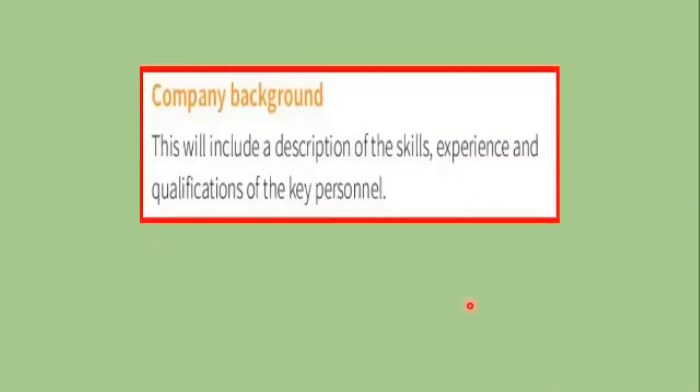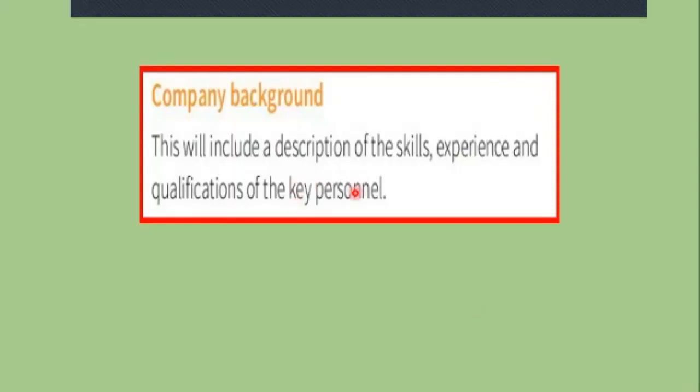The company background, this includes a description of the skills, experience, and qualifications of the key personnel. Right? Notice the key personnel is who makes up the company, and not the buildings and the assets and so on, right? It's the personnel, and what you'll give here is a description of the skills, experience, and qualifications of the people who are going to run the business, who are going to carry out the business plan.